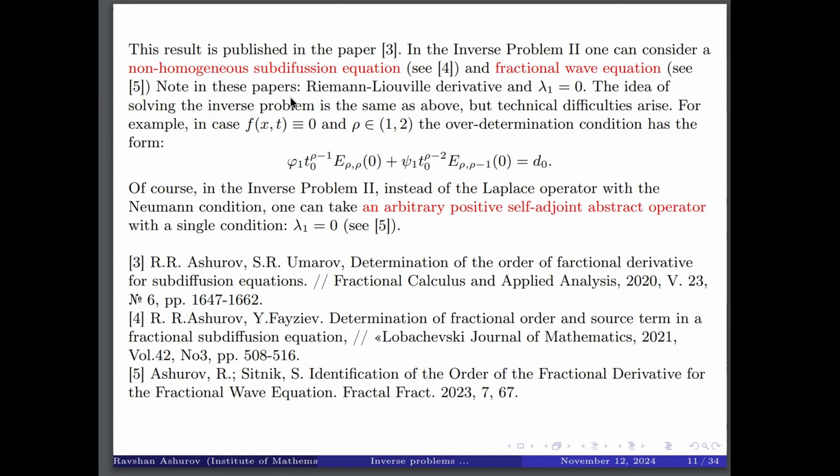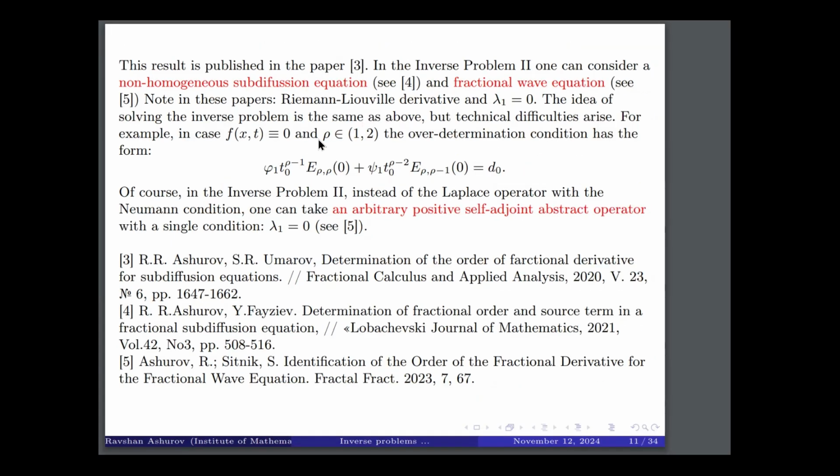Well, in all these papers, we considered the Riemann-Liouville derivative, and also we demand that lambda 1 is equal to 0. The idea in these papers is the same as above, but it is technically more difficult. Because, for example, if we consider the fractional wave equation, and rho is in between 1 and 2, then you have two initial conditions, and then instead of one function, you have two functions, even when the right-hand side f is 0.